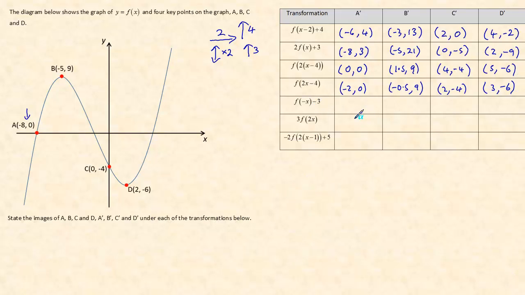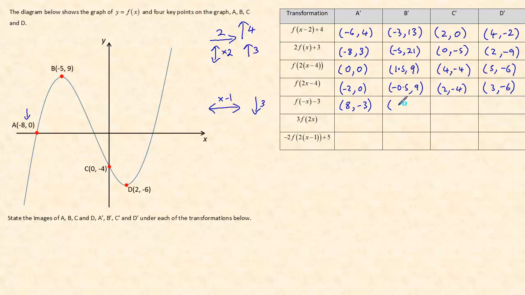Now if we look at this one, we've got a horizontal dilation, scale factor -1, or a reflection in the y-axis, and the 3 is outside, so that's going to affect y-coordinates. So we're going to go downwards by 3. So the -8 is going to become 8, and then this one, 0, is going to become -3 because we move downwards.